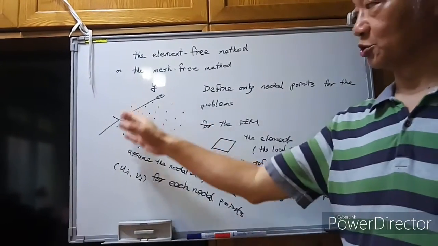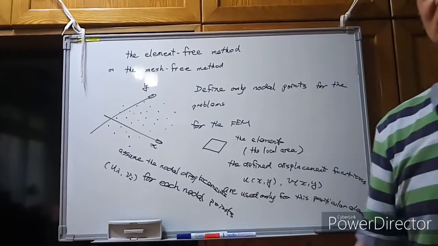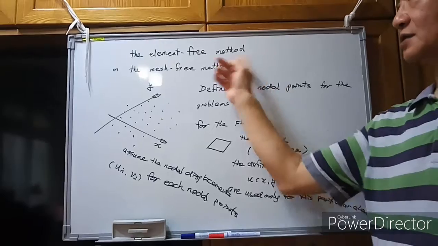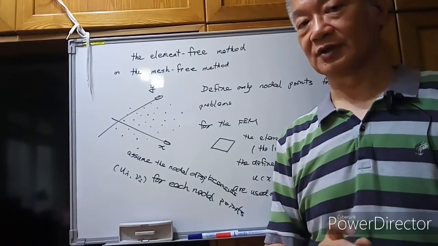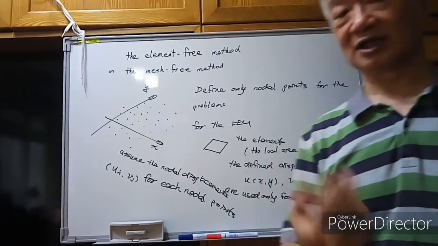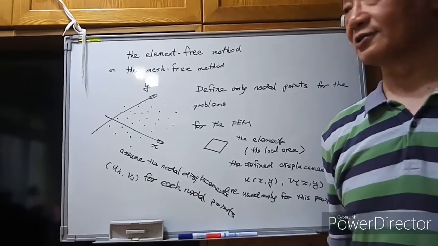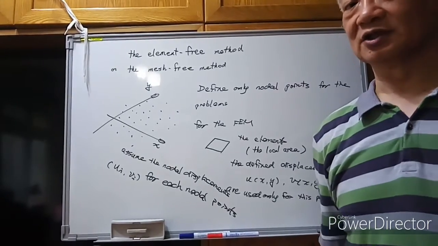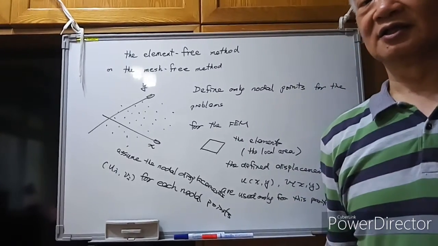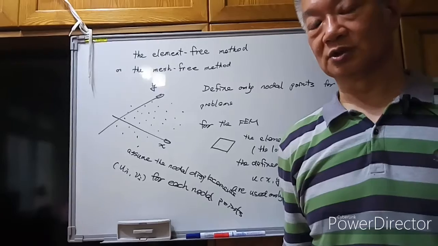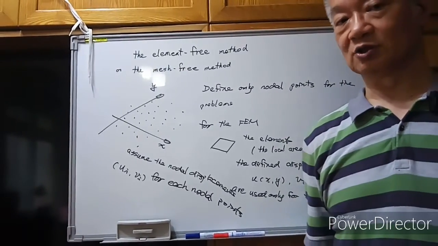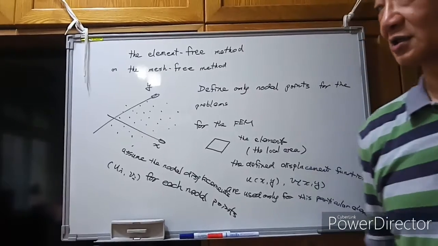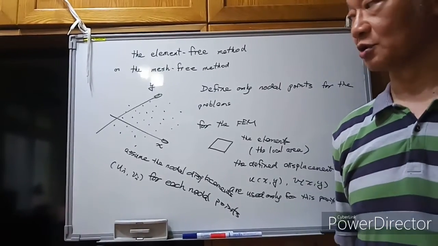Okay, after we assume all these Ui and Vi, then we can define a continuous U function and a continuous V function based on the moving least square method. Remember, as long as we have discrete data points, then we can use the moving least square method to establish the approximate functions. Right now, we have the assumed nodal displacements, Ui and Vi. Then we can establish two independent displacements. One is the U function, the other one is the V function. And these two functions are established by the moving least square method.